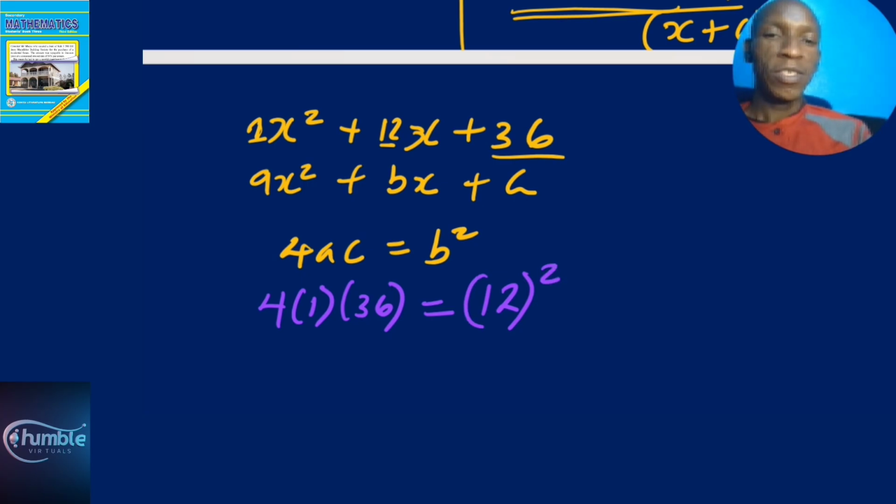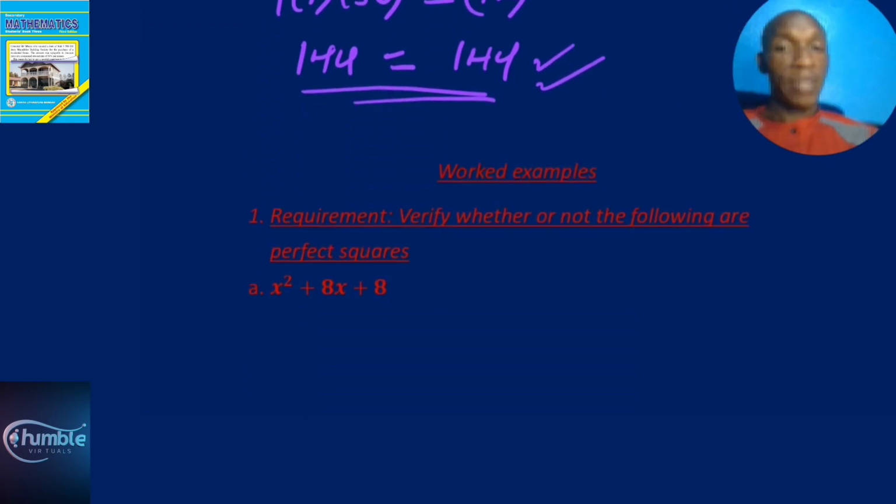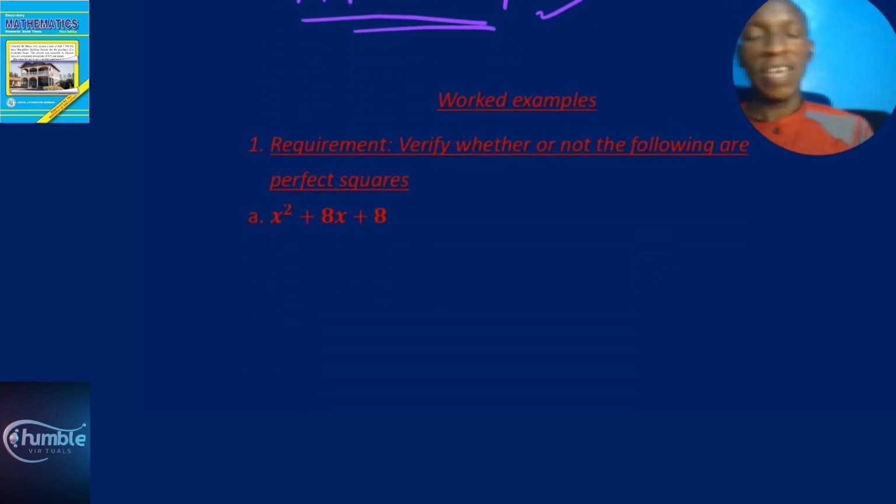Let's see whether that is true. 4 times 1 is 4, times 36, we end up with 144, and this side, 12 squared, is also 144, so the rule is correctly verified. Now, you say that it is a perfect square if the left side is equivalent to the right side. Let us now do the next example that we have here.